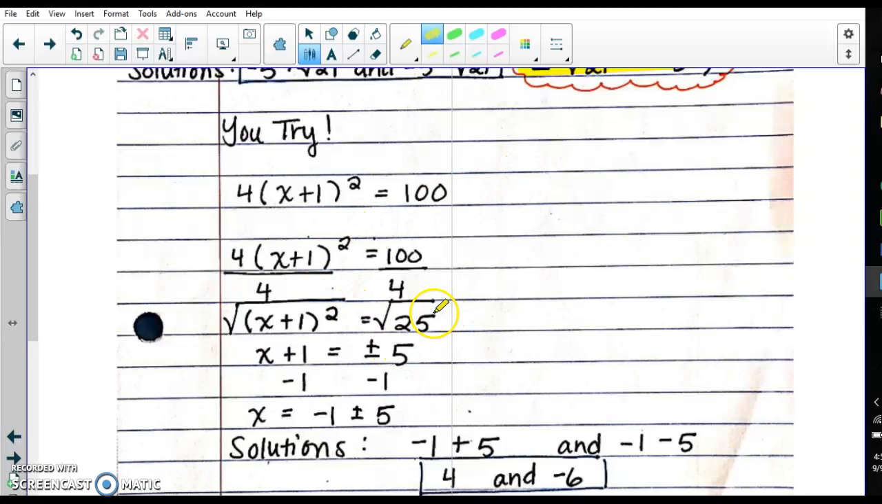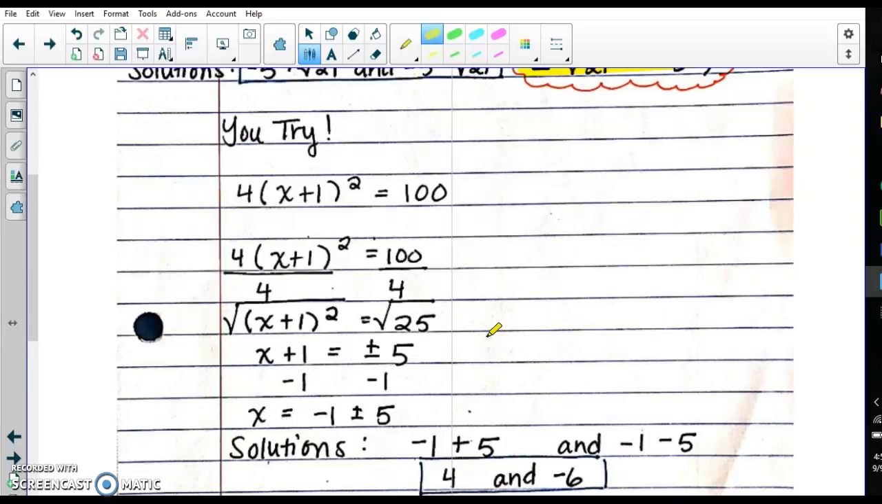So dividing both sides by 4, you end up with x plus 1 squared equals 25. Now you isolated your square term, so you're going to take the square root of both sides. So you end up with x plus 1 equals plus or minus 5, because the square root of 25 is 5. And then you have to solve for x. So you subtract 1 from both sides, and you end up with negative 1 plus or minus 5. Now, your solutions are negative 1 plus 5 and negative 1 minus 5.